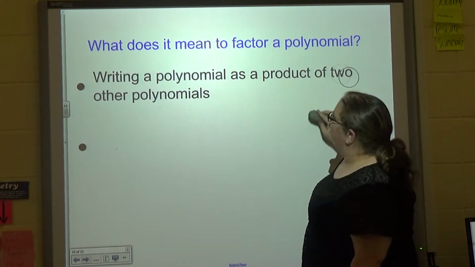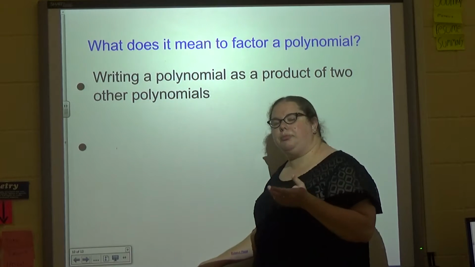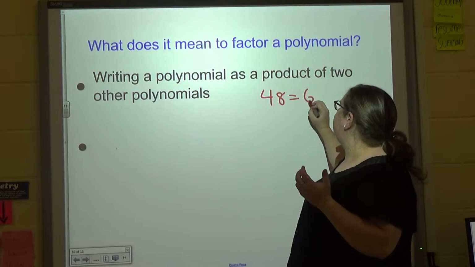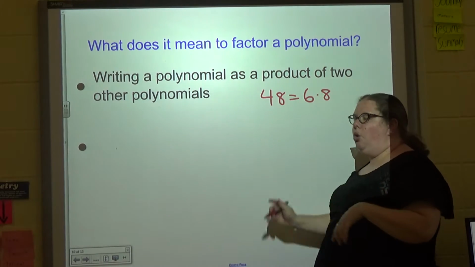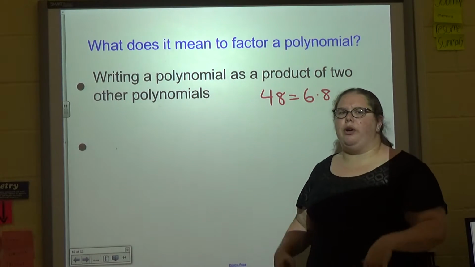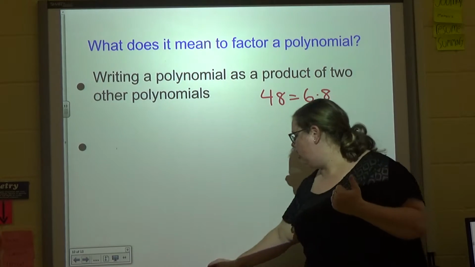So writing a polynomial as a product. If I wanted to think about this in terms of numbers, 48 is 6 times 8. I factored 48 into 6 times 8. Or if you think about back in middle school, in elementary school, a factor tree, we're writing it as a product of other numbers.